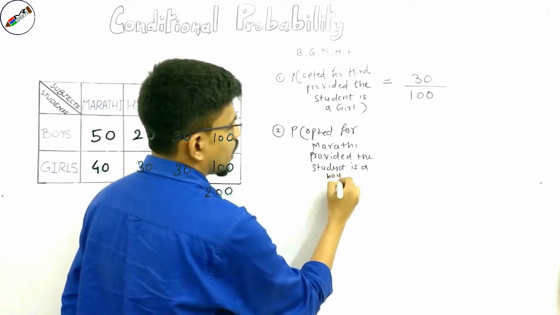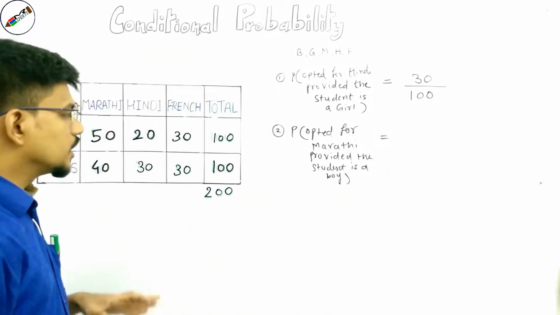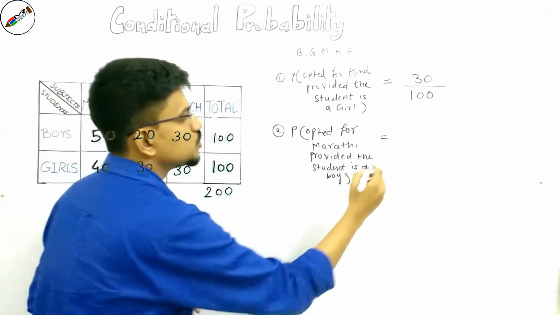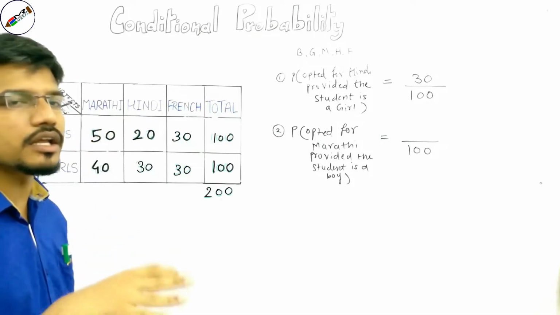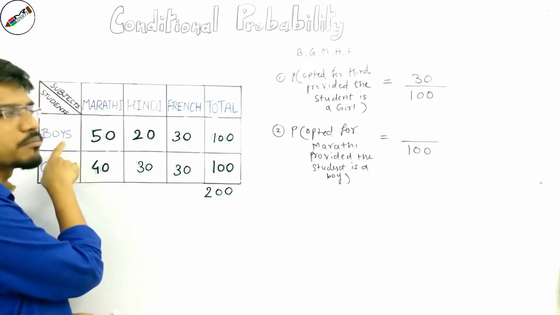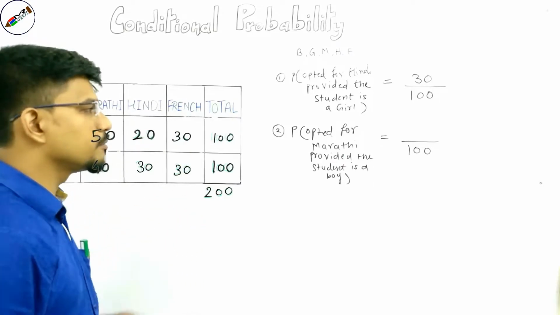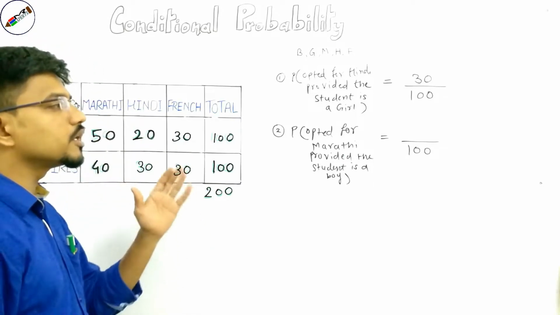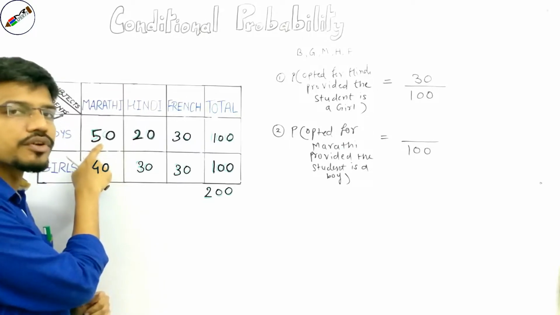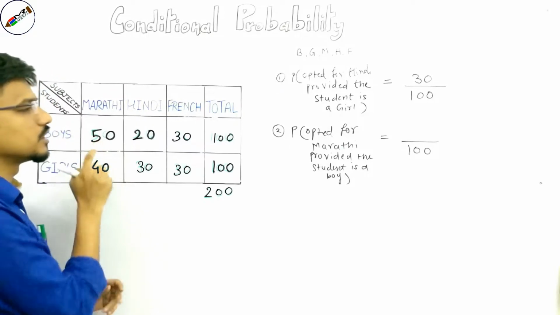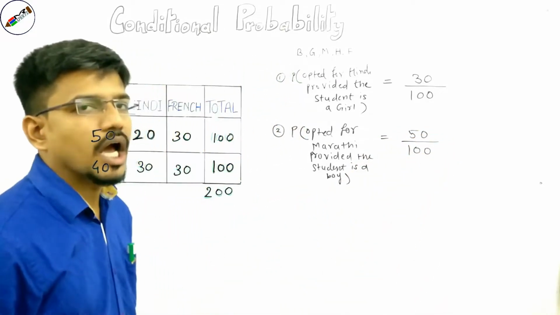Now you must have guessed that the student selected is a boy. That means your total would be 100, because you will be selecting the student only from the boys, and there are in total 100 boys. But out of 100 boys, how many have opted Marathi? Only 50 boys have opted Marathi. So you would write down 50 upon 100 as your answer.